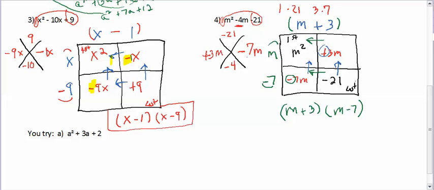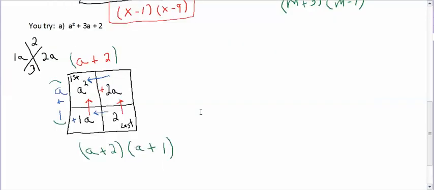Okay, so now I want you to stop the lesson. I want you to try the one by yourself that's a squared plus 3a plus 2 and make sure that you get the right answer, and I'll go ahead and put my work there and it'll show up in just a minute. Okay, so my answer is a plus 2, a plus 1. So that would be the answer choice that you should have came up with when you did the work by yourself right here. Okay, now you get to try it on your own.